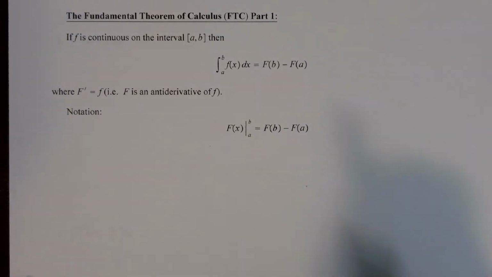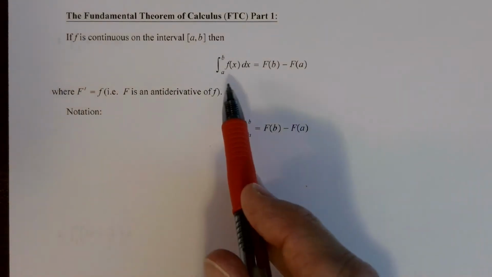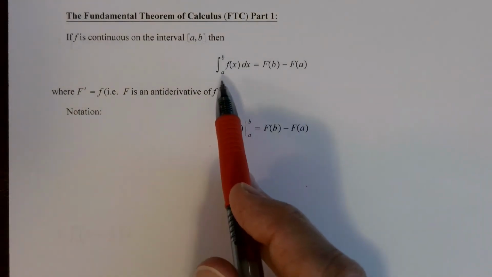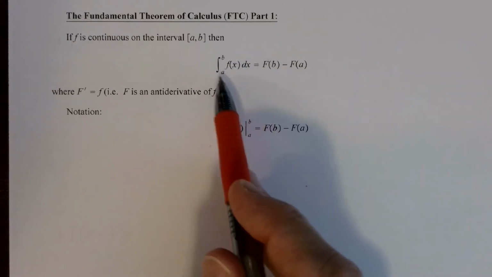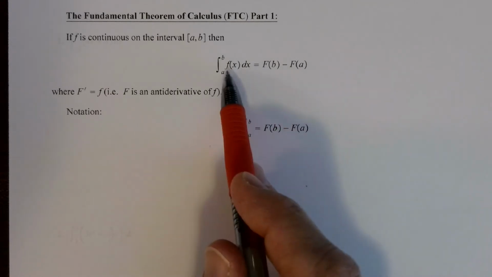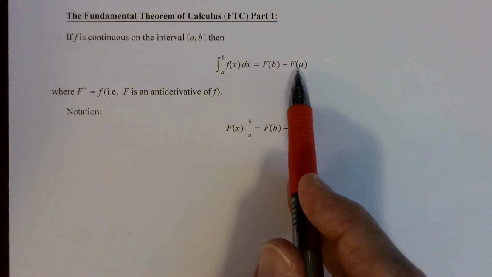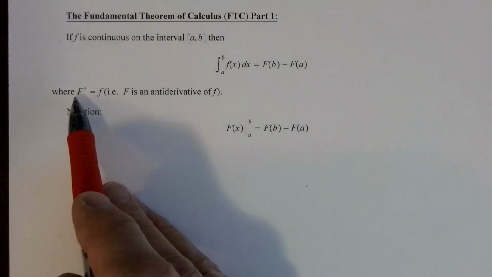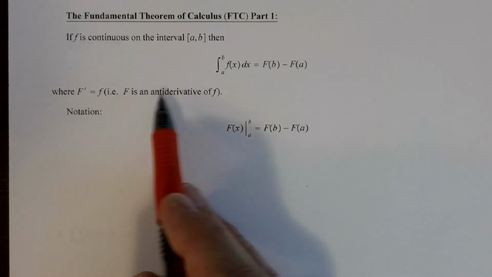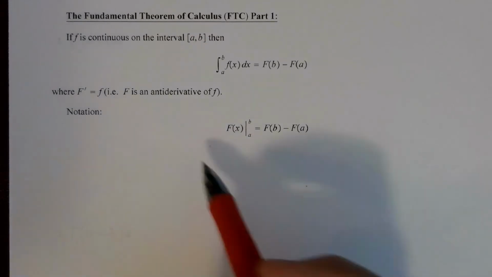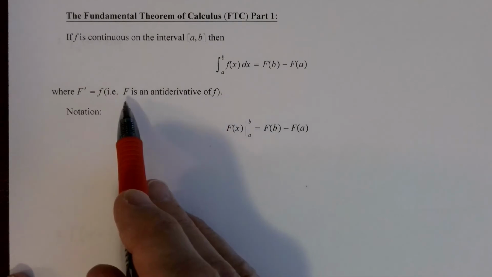So here it is. Again, the function f is continuous on a closed interval, so sort of like the mean value theorem. And in that case, the integral from a to b of the function f of x dx, the definite integral of this function from a to b, is going to be equal to capital F of b minus capital F of a. So what's this capital F thing? Well, where the derivative of capital F is little f. In other words, capital F is the antiderivative of little f. So you see, the antiderivative is the indefinite integral, right? The indefinite integral of little f is big F, right?